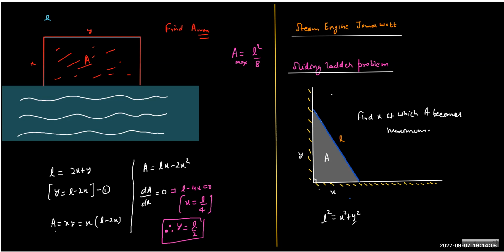So far we have been writing perimeter, but now we are writing the Pythagoras theorem. L square is x square plus y square. This is the constant actually. So y equals under root of L square minus x square, we just take positive. Now what is the area? The area enclosed by the triangle formed by this rod will be half into x into y. Correct.